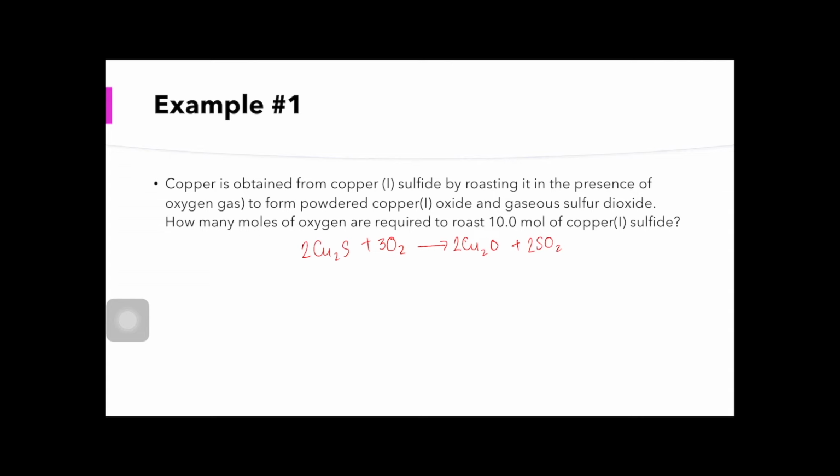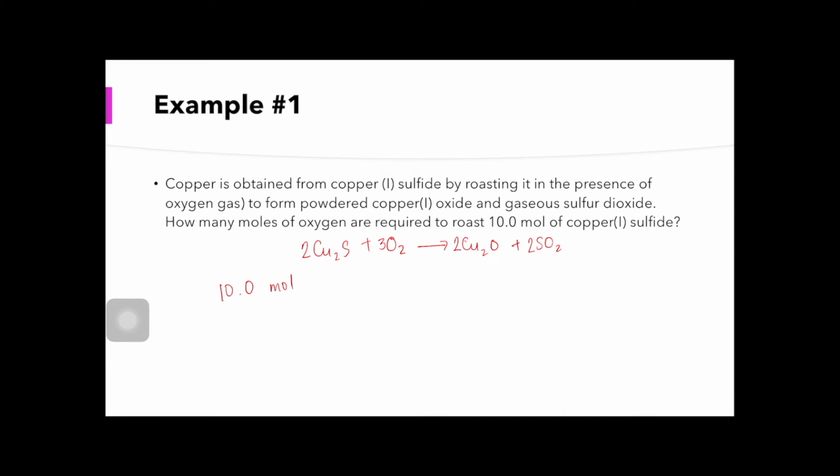The question would be, how many moles of oxygen are required to roast 10 moles of copper sulfide? Given the amount of copper sulfide, we have 10 moles. Now, we can use the coefficients of the balanced equation to identify the mole ratios. From this equation, we can say that for every 2 moles of copper sulfide, there are 3 moles of oxygen that are needed to react with that specific compound. So these coefficients can be used also as conversion factors.